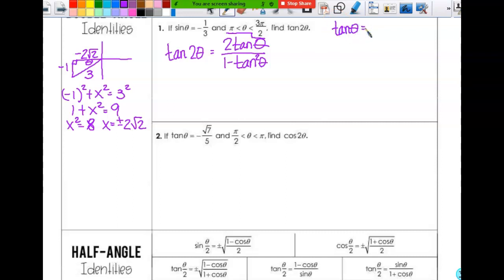Okay. And tangent theta is going to be opposite over adjacent, or y over x. So that's negative 1 over negative 2 square roots of 2, which is 1 over 2 square root of 2. Then when I rationalize, that is the square root of 2 over 4. So that's my tangent value. So then I'm going to substitute in what I have. This is going to give me 2 times that tangent theta, which is the square root of 2 over 4, over 1 minus square root of 2 over 4 squared.